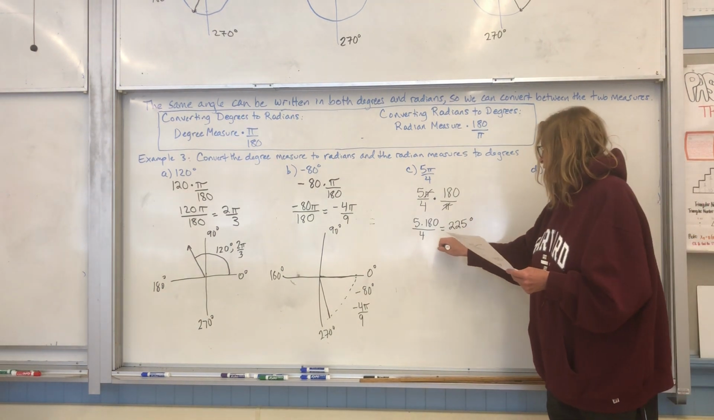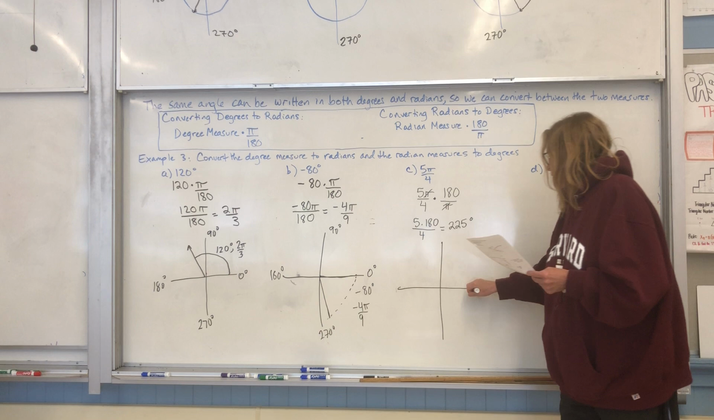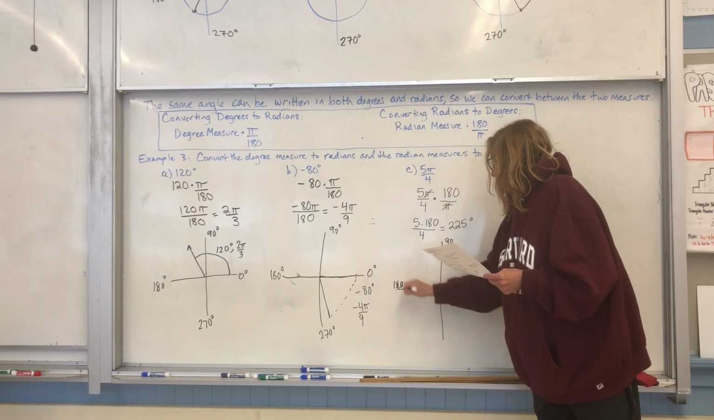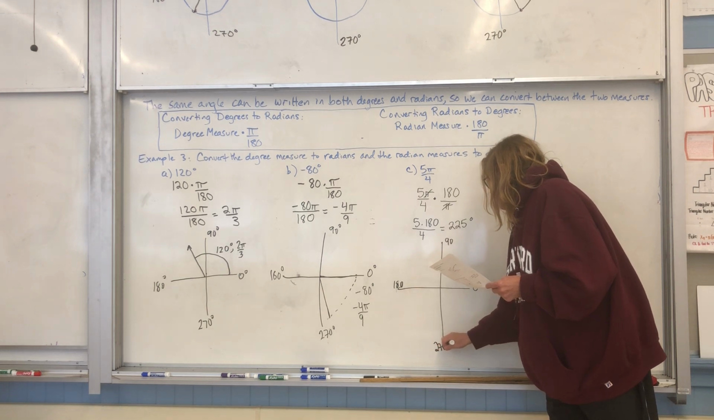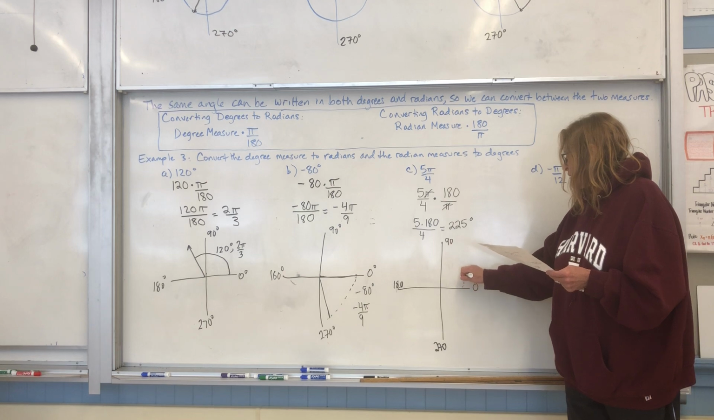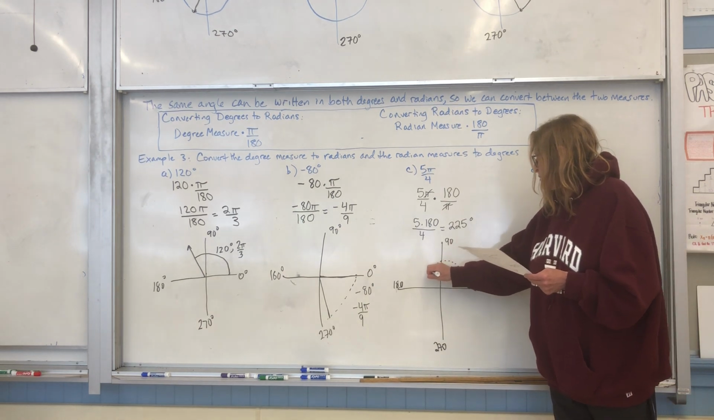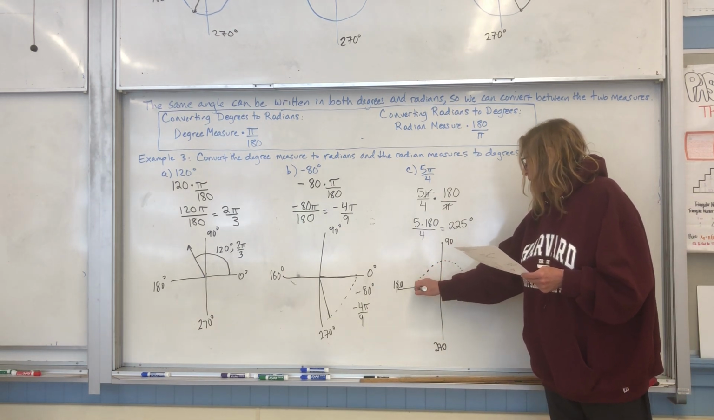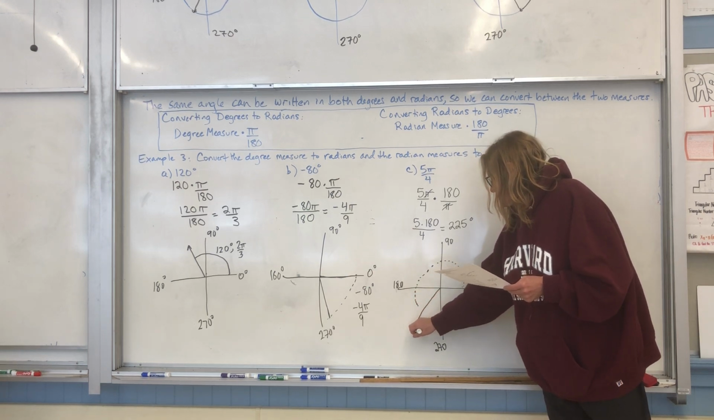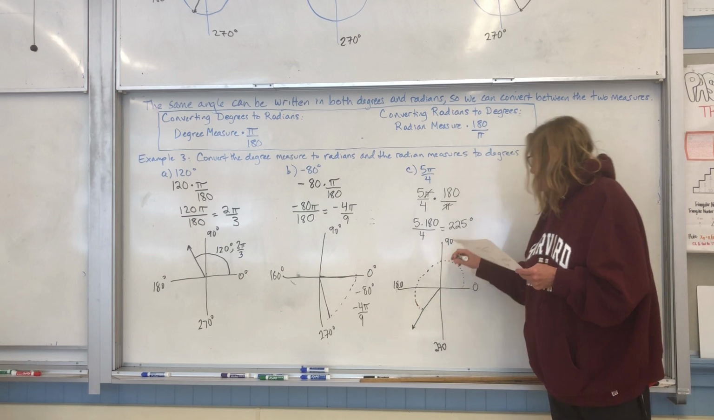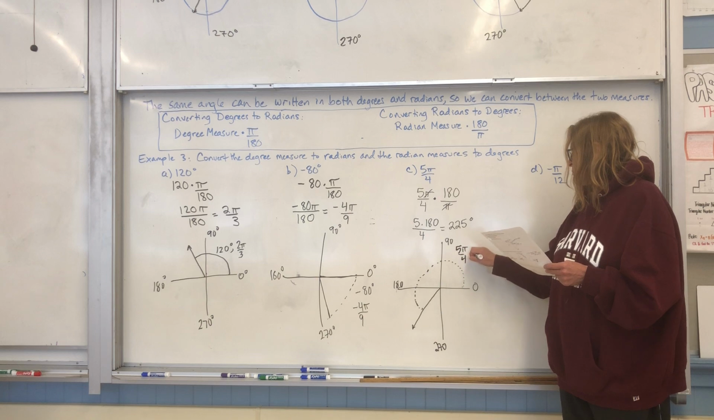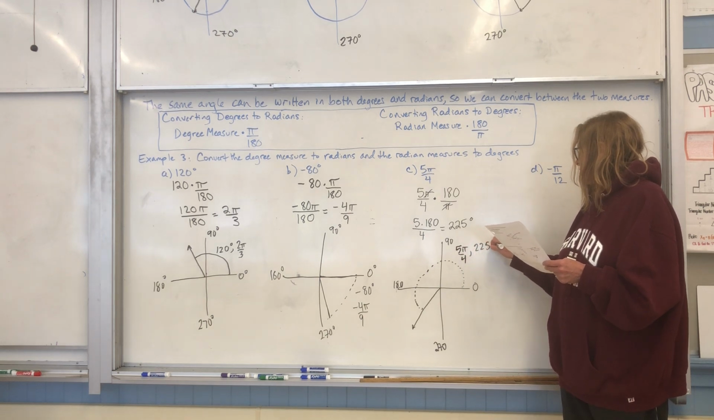So again, let's sketch it. Okay, so 225 degrees or 5 pi over 4. I'm going to start here. I'm going to head down. I'm going to go, so I'm at 180. Now I'm going to go another 45. And now I will have 5 pi over 4 radians or 225 degrees.